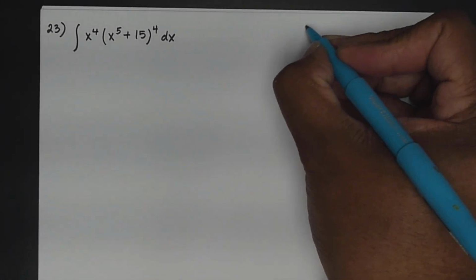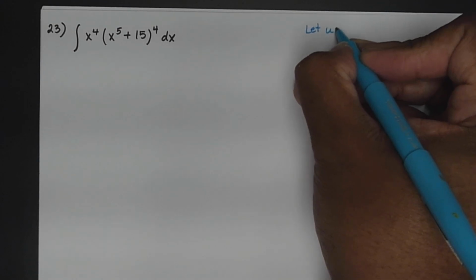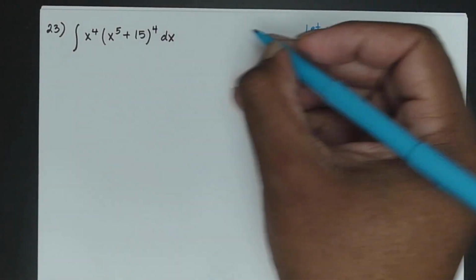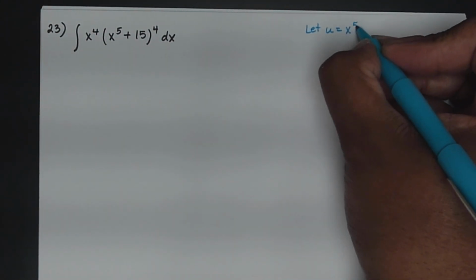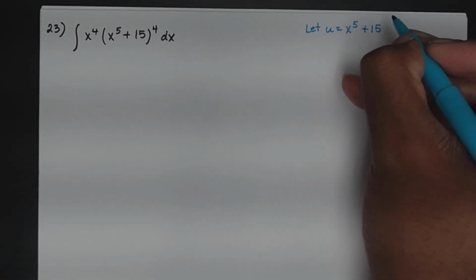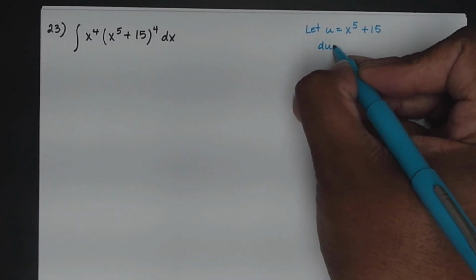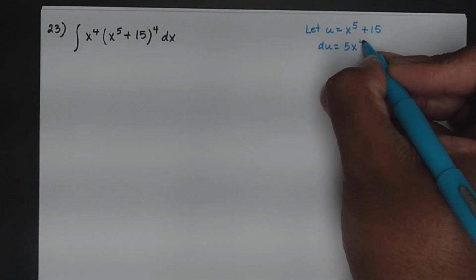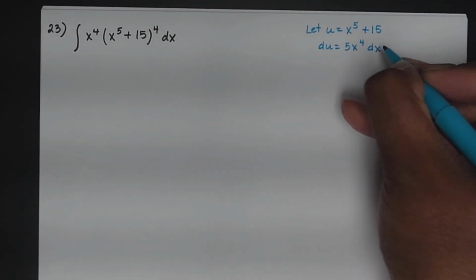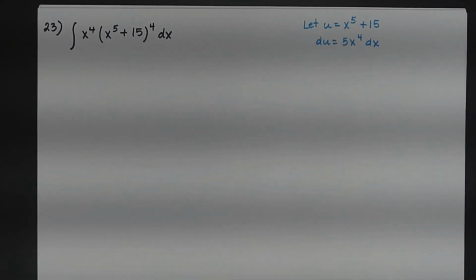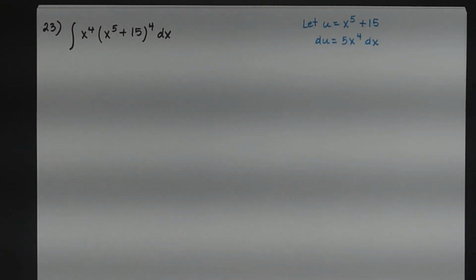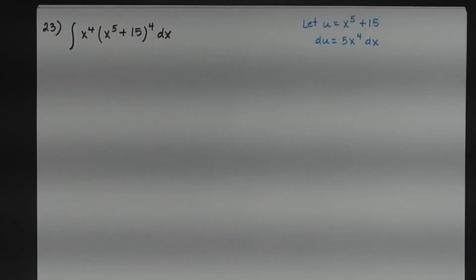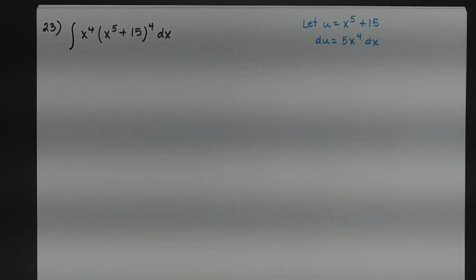So here's what I'm going to do here. Let u equal this part right here that's in the parentheses, x to the 5th plus 15. And then du will be, bring down the 5, copy the x over to the 1 less power, so it'll be 5x to the 4th dx. Now you see why I had to change that, because you wouldn't be able to get the correct substitution.